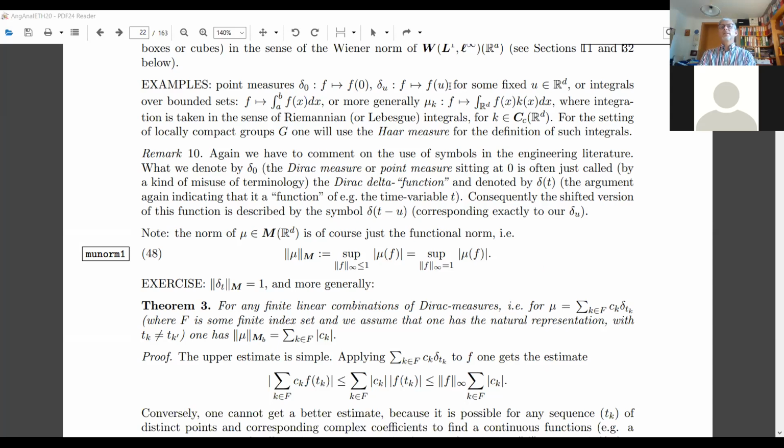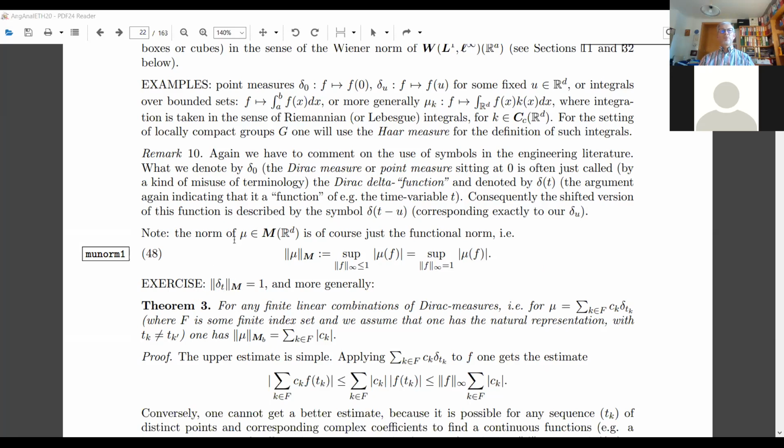Can you do anything better? No, because it's very easy to take, I don't know, a triangular function which is equal to 1 exactly at the point u that is interesting for you. So every possible constant which might be less than 1 will not be useful. So in this way, I have already explained to you what I put as an exercise here after 48.